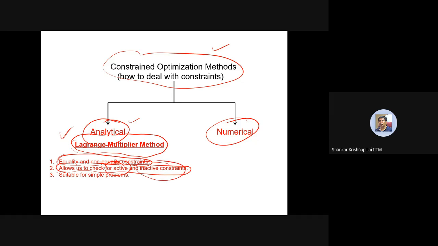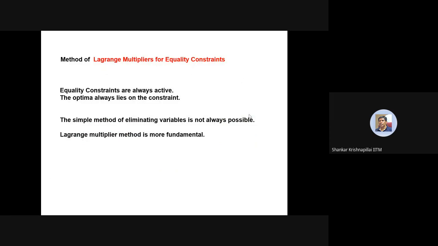We are going to study some methods to check if a constraint is active or inactive. Then, this is suitable only for simple problems. Actually, nobody uses the Lagrange multiplier method to solve optimization problems because it is too difficult. So everybody now uses only numerical methods. This numerical method we'll study later. So we'll just look at some introduction.